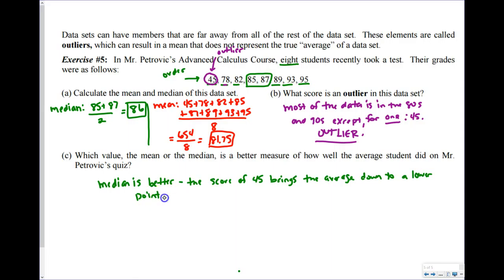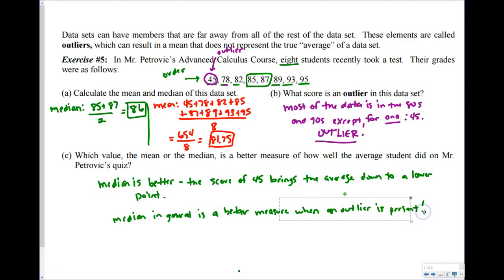It's kind of like if you've got someone on your team and they're doing really poorly, or they break a leg or break an arm or get injured, it's going to bring your entire team down. By one person having an injury or something, it brings your whole team down. So the median in general is a better measure of central tendency when an outlier is present. If there's no outlier, then usually the mean is great, but if there's an outlier, the median is much better.